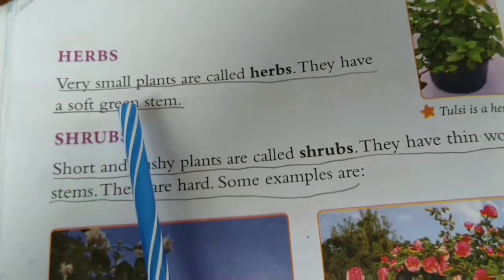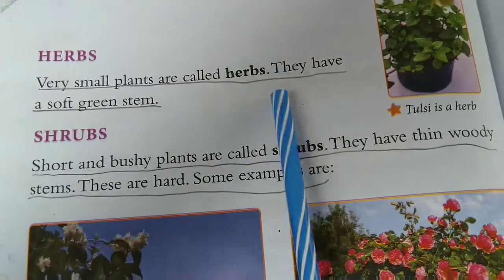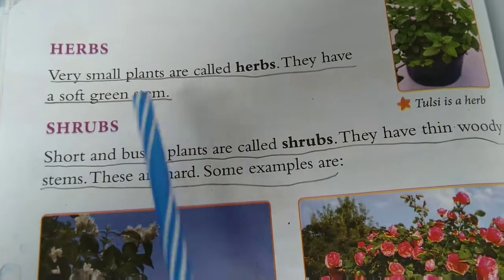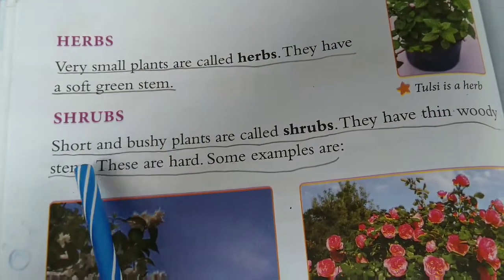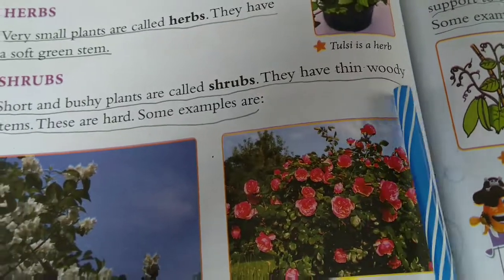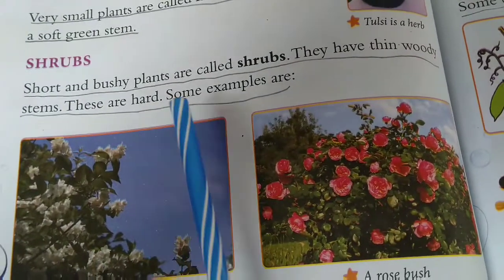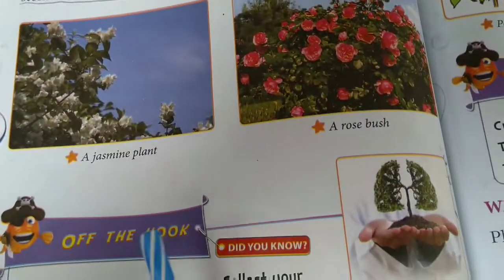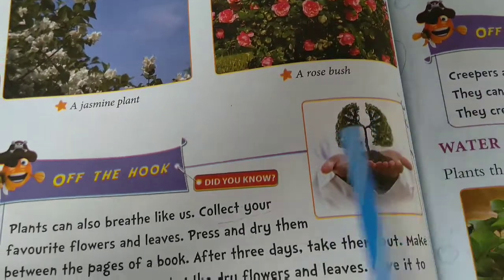Herbs. Very small plants are called herbs. They have a soft green stem. Shrubs. Short and bushy plants are called shrubs. They have thin woody stems. They are hard. Some examples are a jasmine plant, a rose bush.